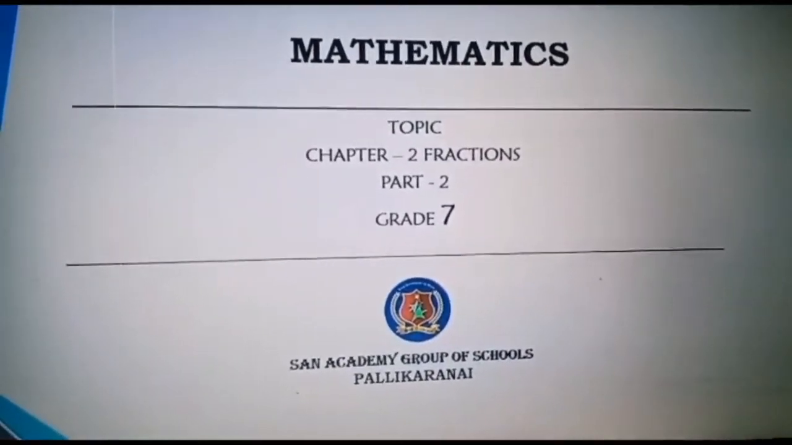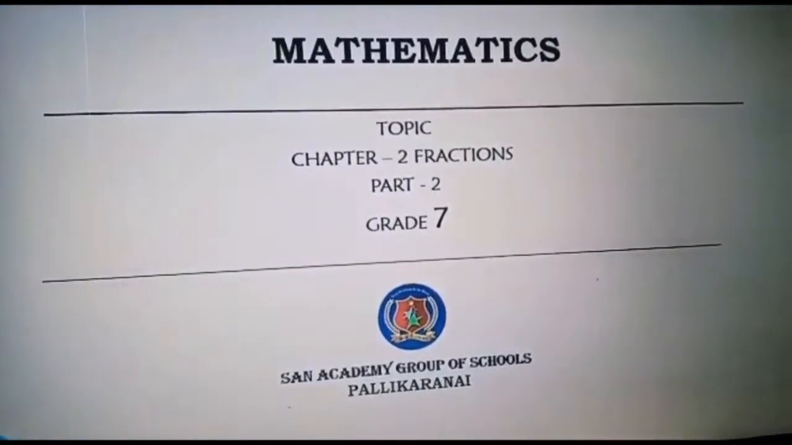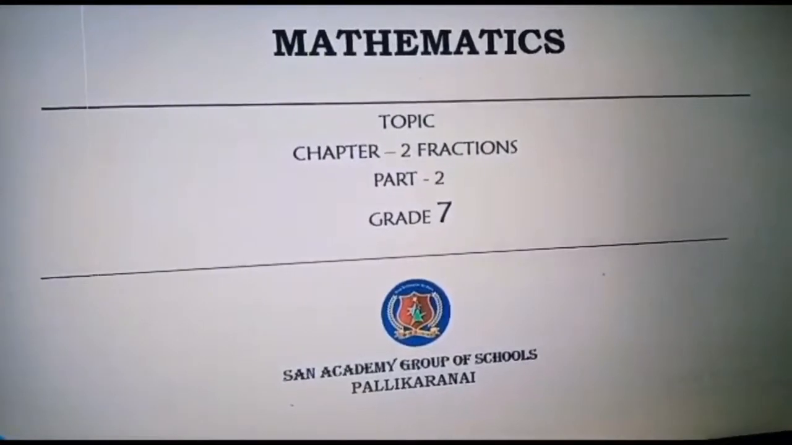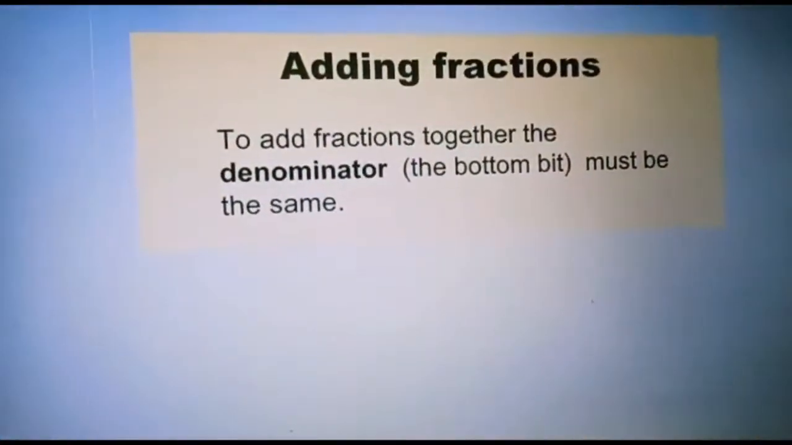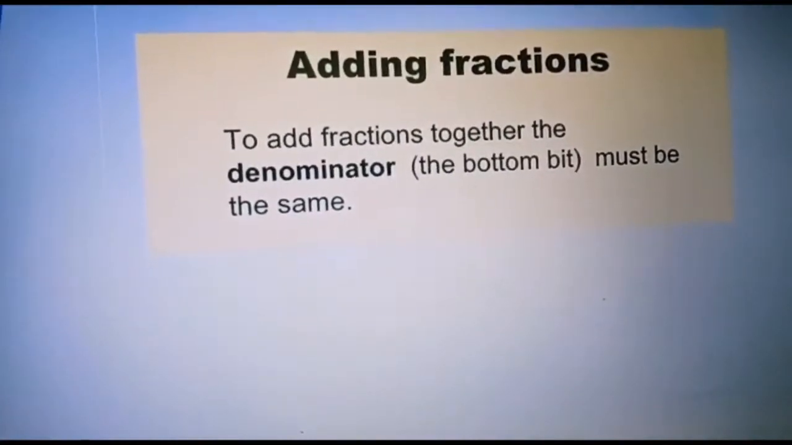So this is class 7 mathematics chapter 2, fractions. This is part 2. Already we have seen part 1, types of fractions. In part 2 we are going to see addition of fractions. So how can we add fractions? We have certain rules for adding fractions.